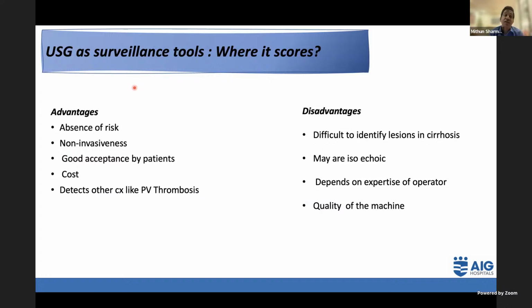So ultrasound definitely is a tool which has its advantages because of its non-invasiveness, it's cost-effective, it's accepted by the patient, but definitely, yes, many of these isoechoic lesions are missed.